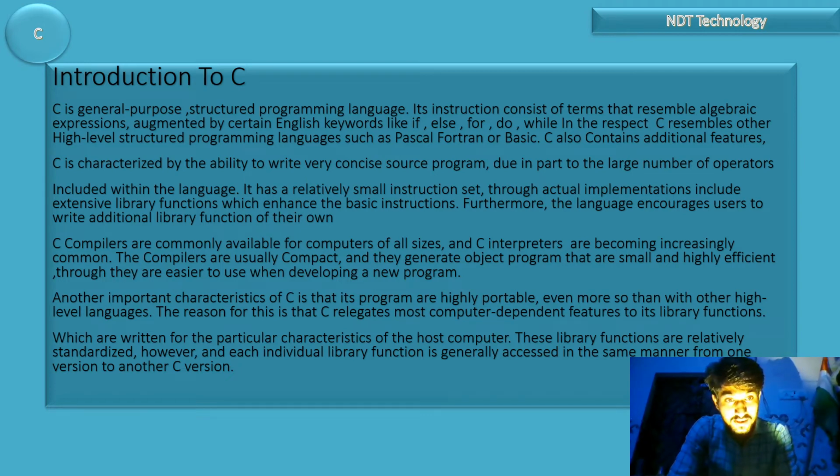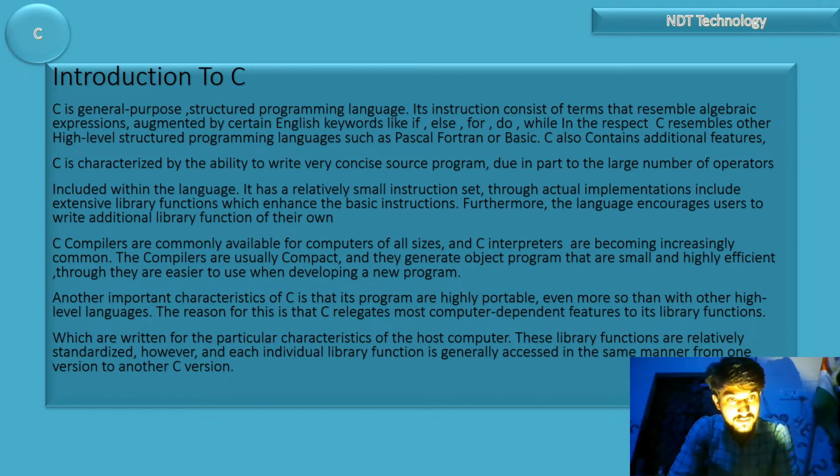C compilers are commonly available for computers of all sizes. It's available for all sizes of computer. If you have a mainframe computer, a minicomputer, or a laptop, you can just use it. C interpreters are becoming increasingly common. The compilers are usually compact, and they generate object programs that are small and highly efficient, so they are easier to use when developing a program.